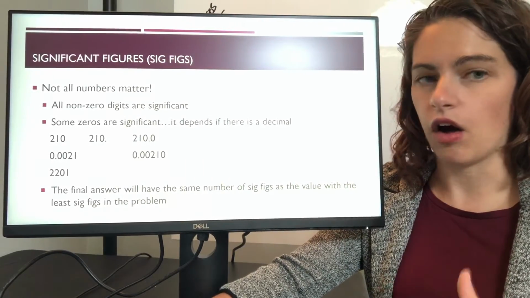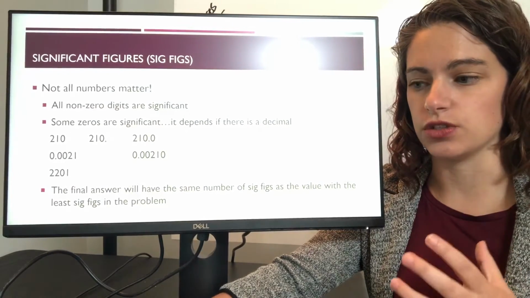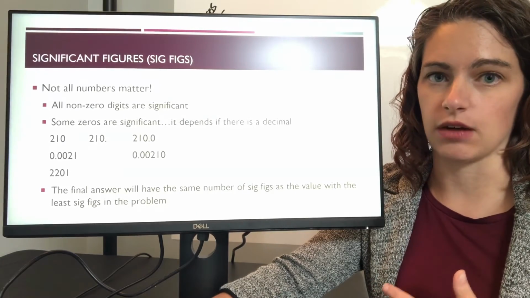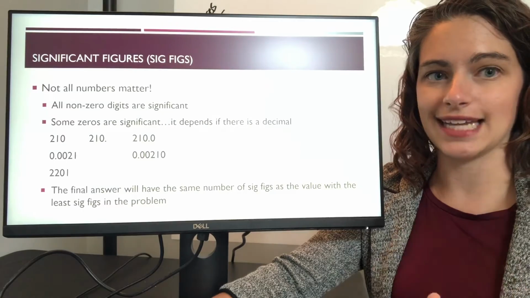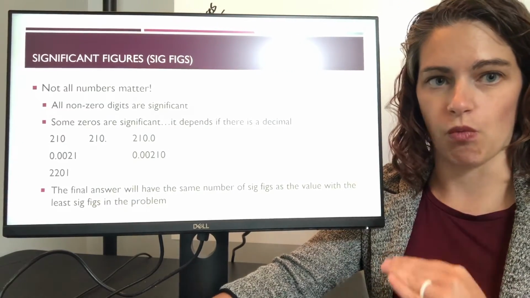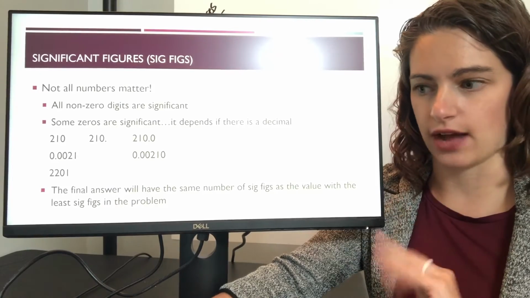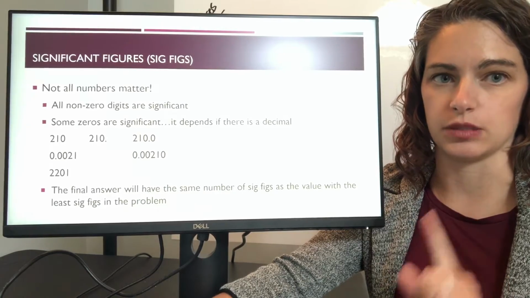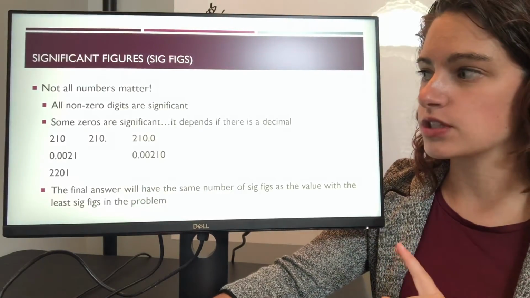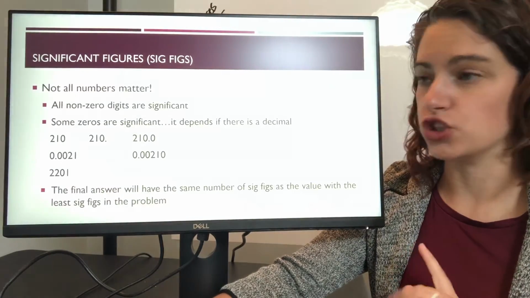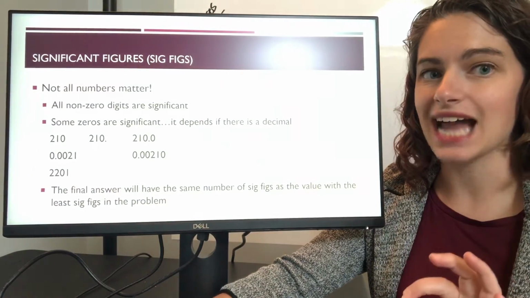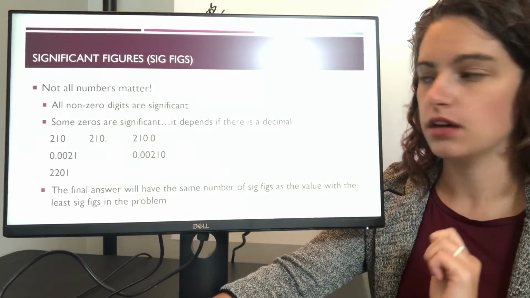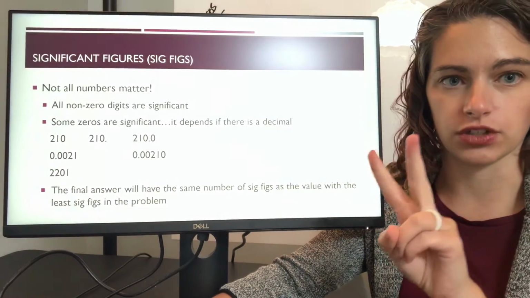Okay, so all of this comes from measurement, and we're going to do some specific practice with significant figures and measurement and how we read those, but it also comes into play with calculations. Okay, so all non-zero digits are significant. 1 through 9, all considered significant, means we count them. Zeros are where it gets a little bit challenging because it depends on where the decimal is placed. So if we look at our first number, 210, there's no decimal, so that 0 is not significant. That means that there are 2 significant figures, the 2 and the 1.